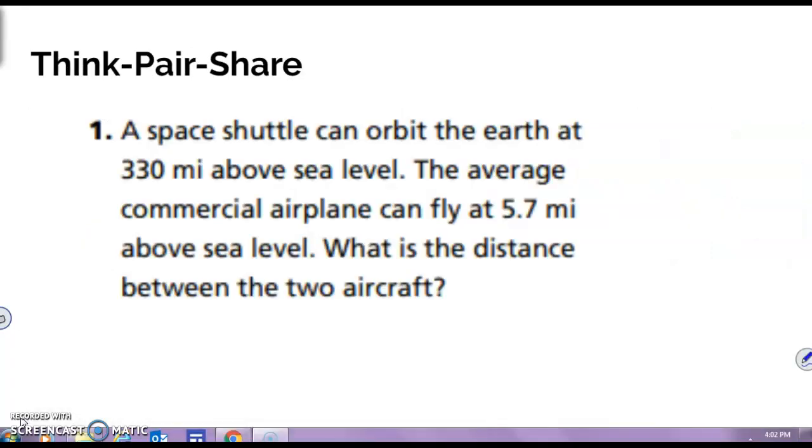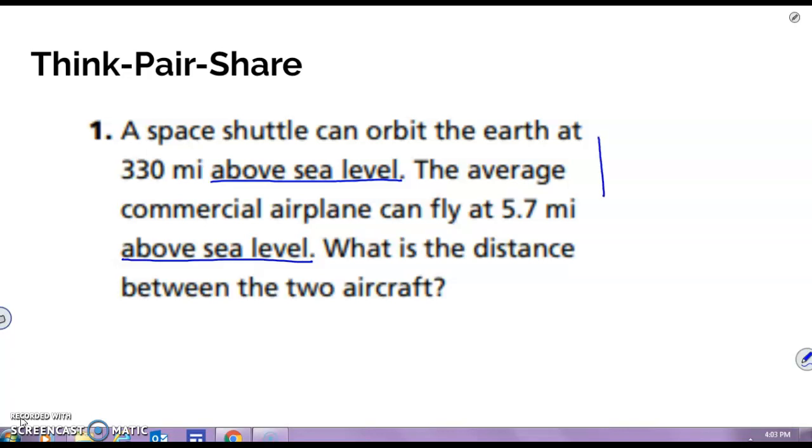A space shuttle can orbit the Earth at 330 miles above sea level. Whenever we see above sea level, that means positive. The average commercial airplane can fly at 5.7 miles above sea level. What is the distance between the two aircraft? As you can see, they're both above sea level, which indicates that we have two positive numbers that we're going to be working with. So we're going to calculate the distance between these two.